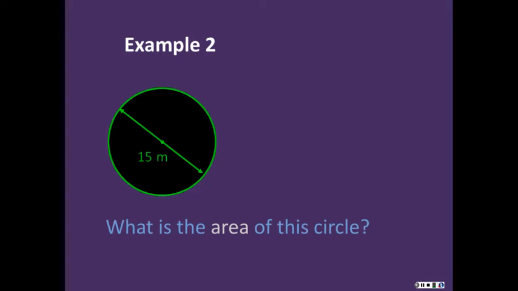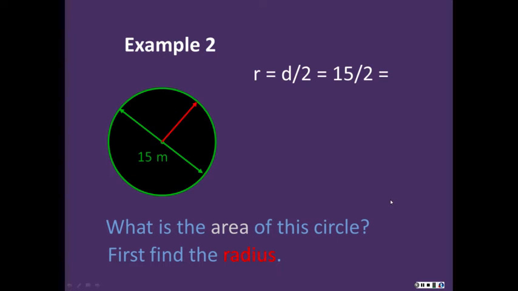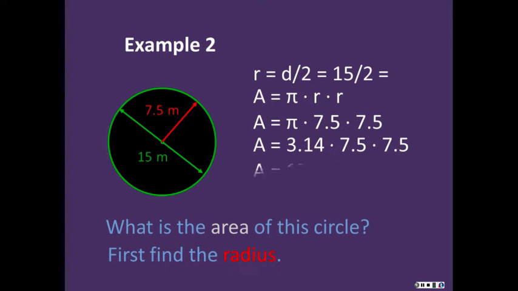What did you get, James? 176.6. Let's see if that's what I get. So what did you get when you split it in half? 7.5 meters, right? Okay, so 7.75 times 7.5 times pi, and that gives me 176.625. And you rounded yours to 3? Okay, that's fine.